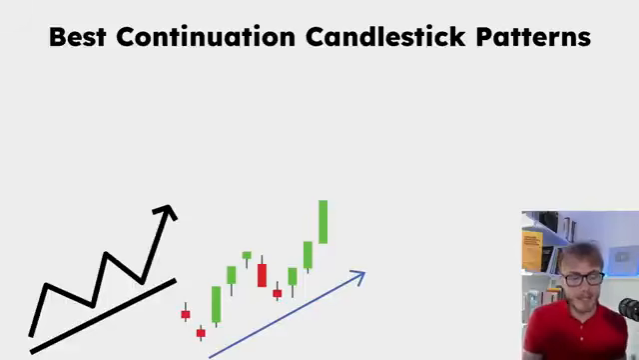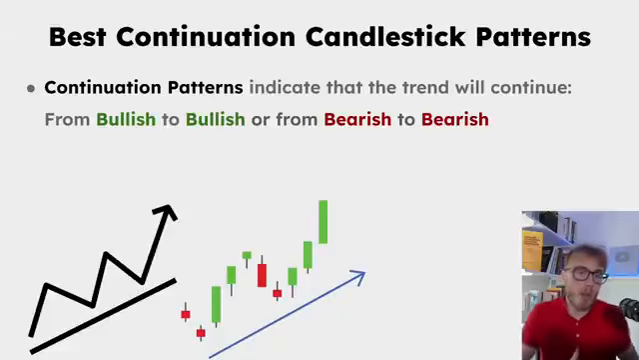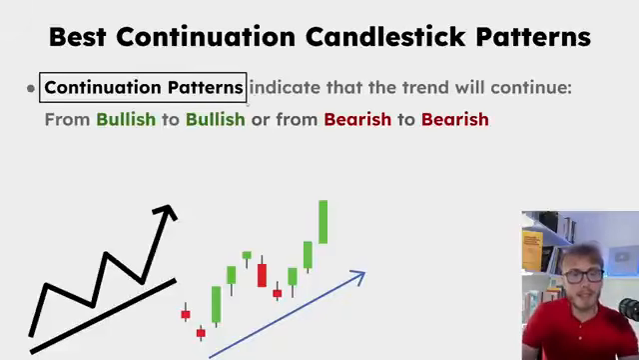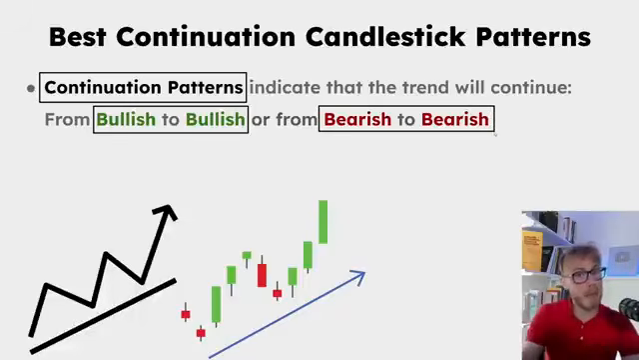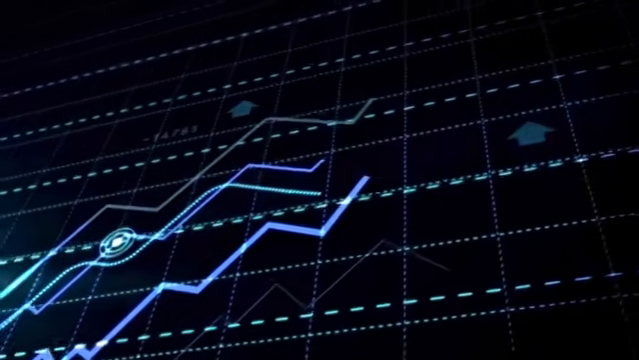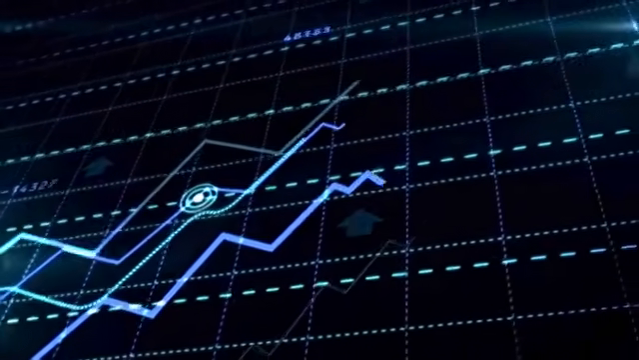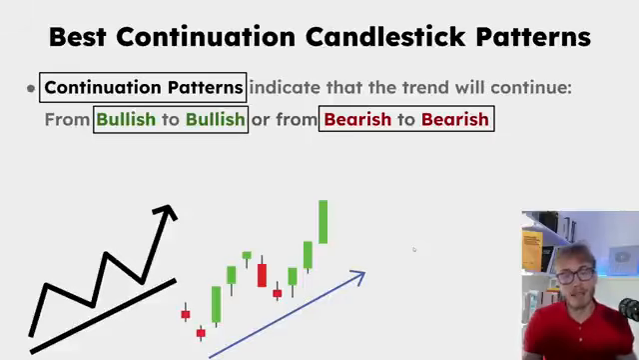Alright, so now it's time to switch the attention and take a look at the best continuation candlestick patterns. And first of all, what are continuation patterns? Well, continuation patterns indicate that the trend will continue. Or in other words, they indicate that we will go from a bullish to a bullish trend, or from bearish to a bearish trend. And continuation patterns can be super effective because you are trading in the same direction as the trend. And as you guys know, the trend is your friend.